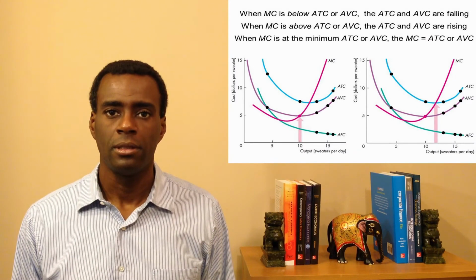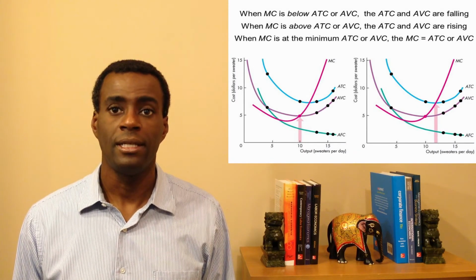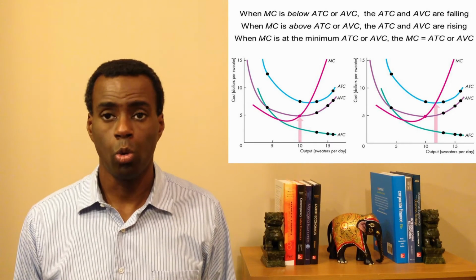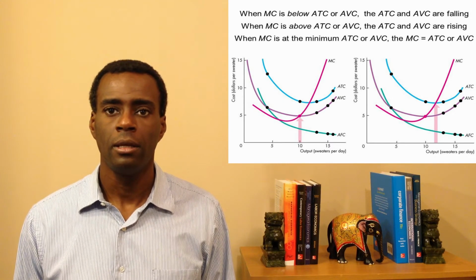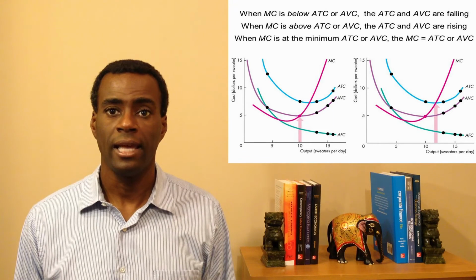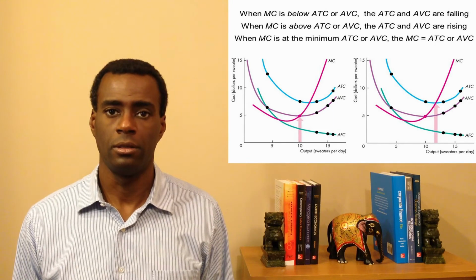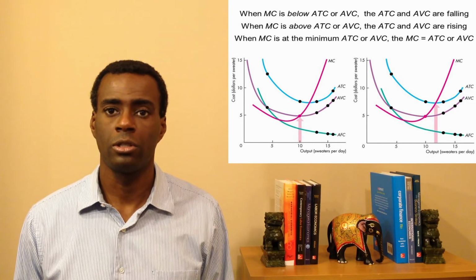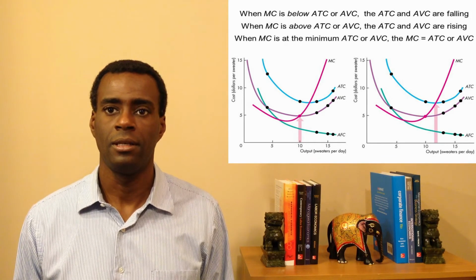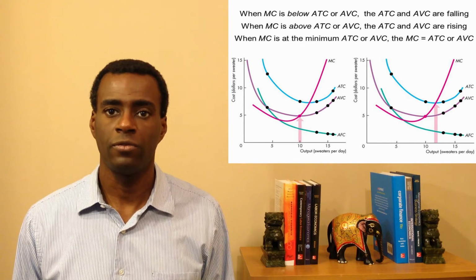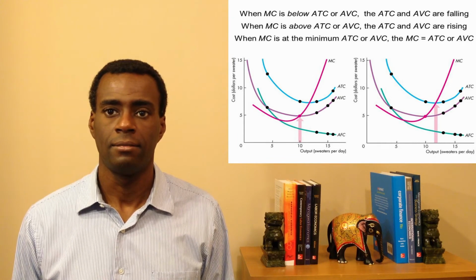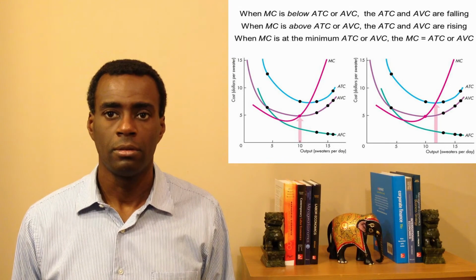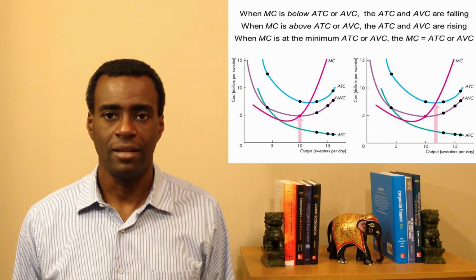What we notice is when the marginal cost is below the average total cost or the average variable cost, then the average total cost and the average variable cost fall. But when the marginal cost is above the average total cost or the average variable cost, then both of these curves rise. And so, we must ask ourselves why.